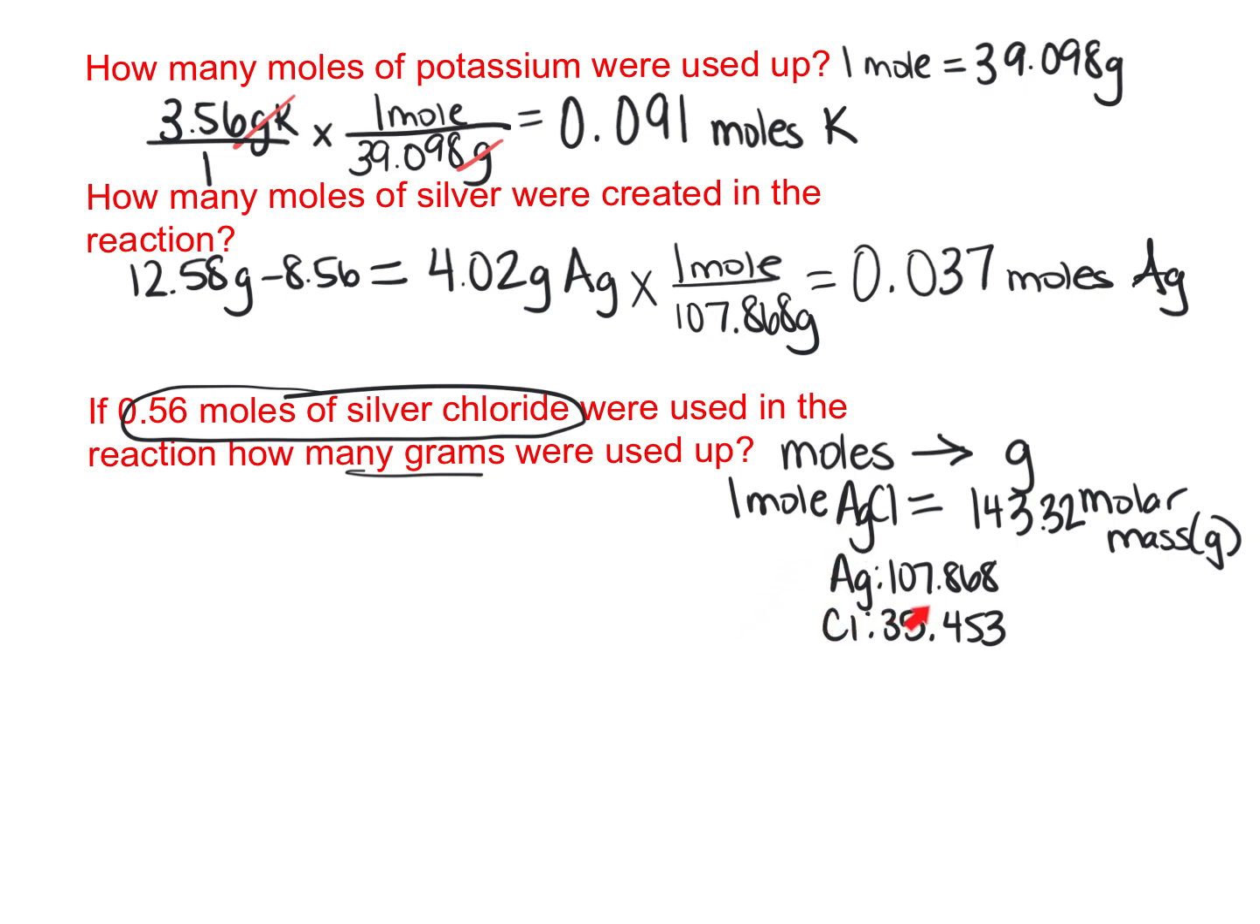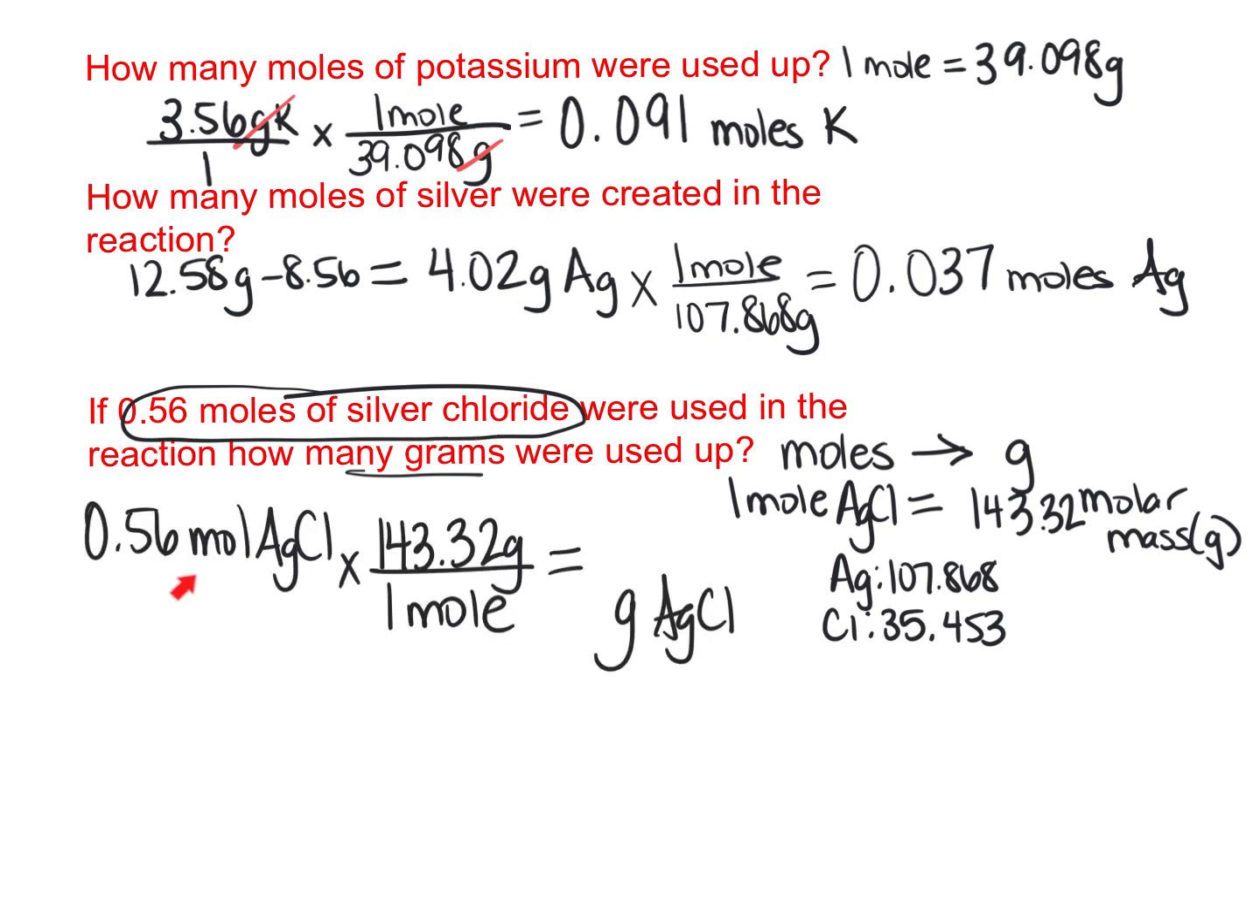Silver has a mass of 107.868, and then chlorine 35.453. So I add those two together, and I find that 1 mole of silver chloride weighs 143.32 grams. Now I'm going to start with what I'm given, which is 0.56 moles of silver chloride. Since I don't want moles, 1 mole is going to go on the bottom, and my molar mass is going to go on the top. So I'm going to do 0.56 times 143.32, and you should get around 80.26 grams.